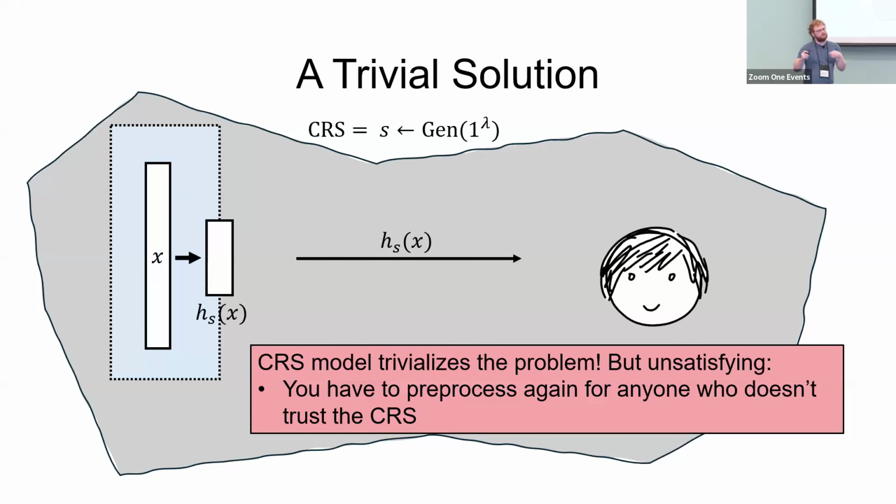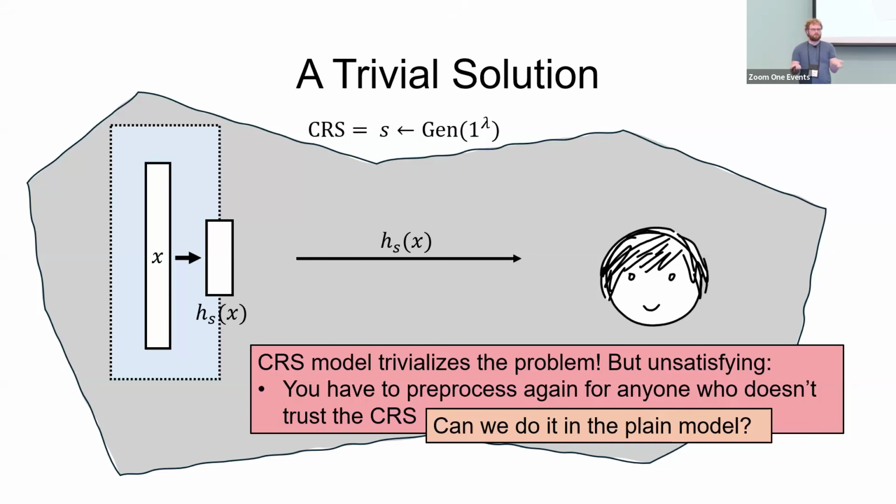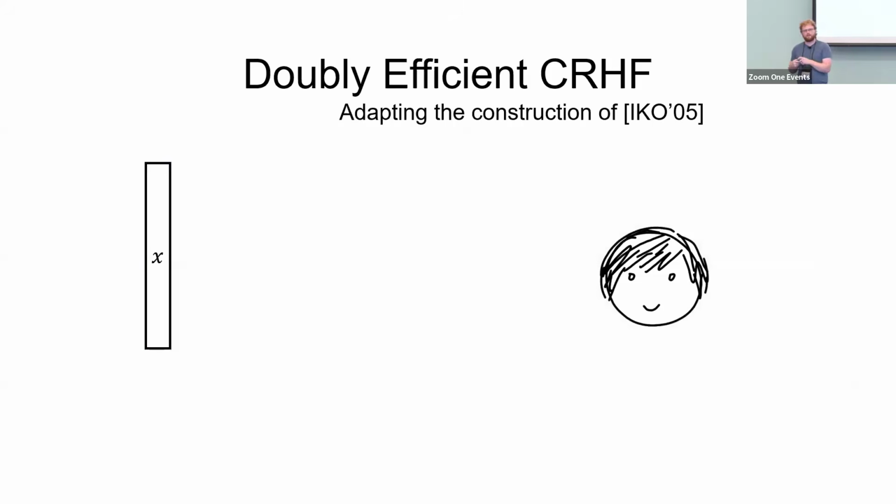So you can no longer really think of the preprocessing being one-time fixed for all possible parties that you might want to commit to. And so what we want to ask is, can we do this in the plane model? And it turns out that DPIR actually gives a very natural solution to this.